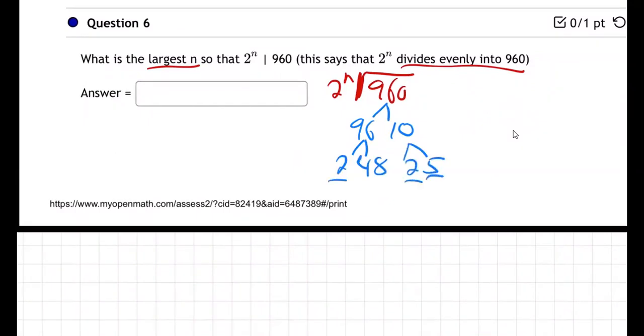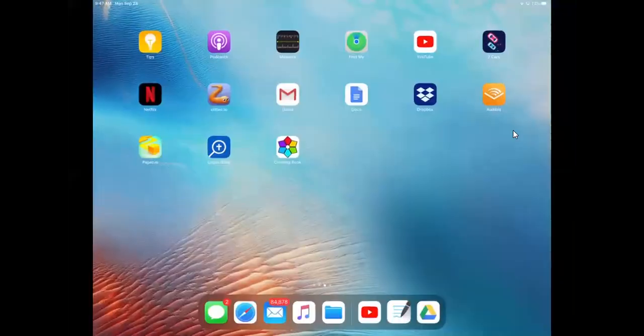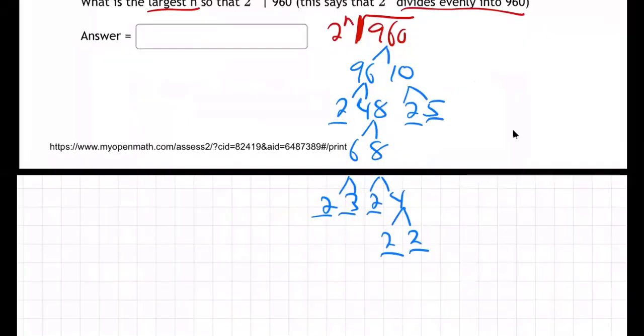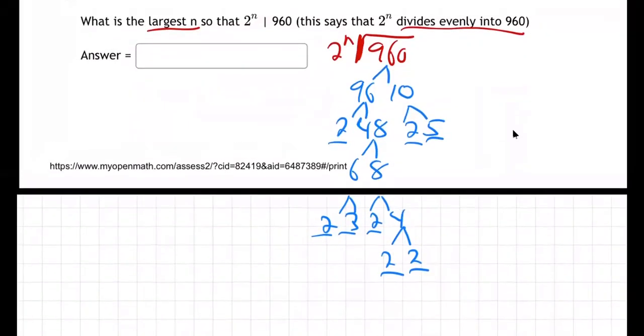Those are done. The 2 is done. 48 is 6 times 8. The 6 is 2 times 3. The 8 is 2 times 4. And then finally the 4 is 2 times 2. So here, let me show that again. There's all the breakdown. So you've got to be careful. It's easy to lose one on accident.